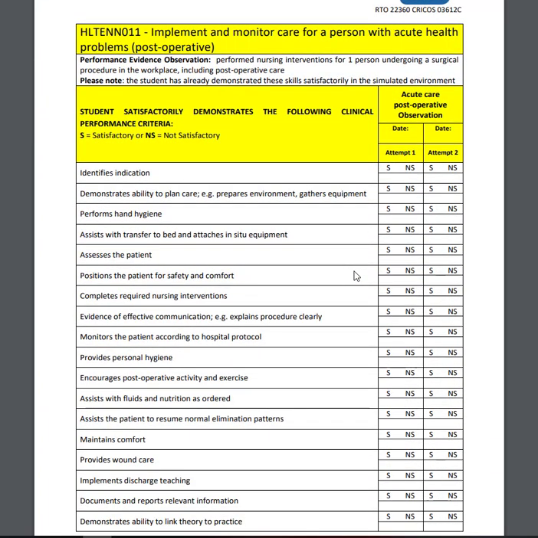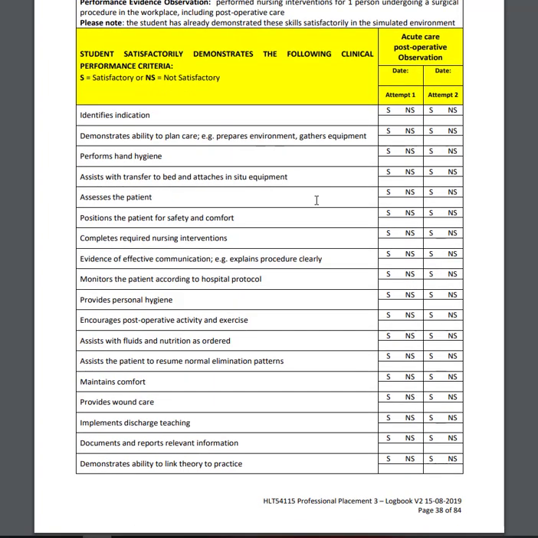So performing nursing intervention for one person that's undergoing a surgical procedure in the workplace post-operatively. So caring for them when they return to the ward, making sure that you've prepared the environment, that you've got everything that they need for when they return after their procedure. And then, of course, that you do all the monitoring, assessment, identifying any changes, whether there's been an improvement or a deterioration in their condition, is there any bleeding at the wound, that kind of thing.